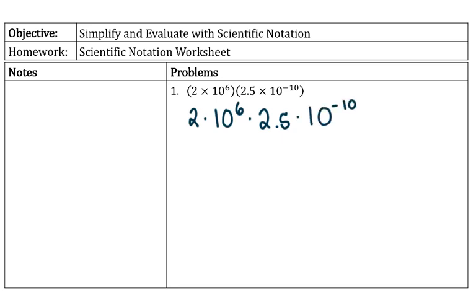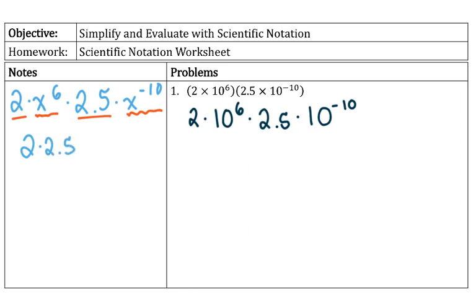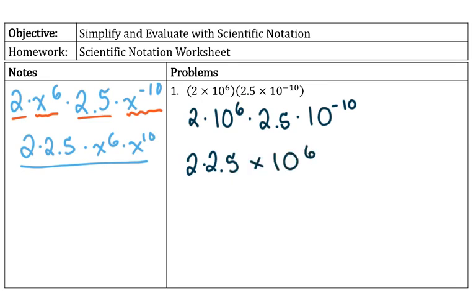And just like we would in earlier lessons, if I had 2, let's say, x to the 6th times 2.5 times x to the negative 10th, I would reorder these terms so that the like terms were together. So the 2.5 and the 2, and then the exponential terms. You can do the same thing with scientific notation. In this case, 2 times 2.5 are going to be our decimals, and then our powers of 10.